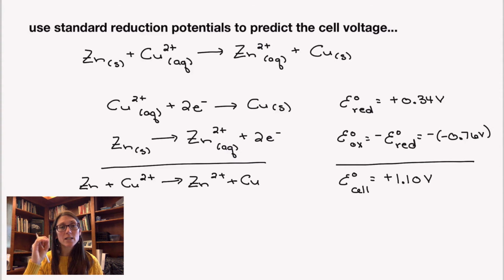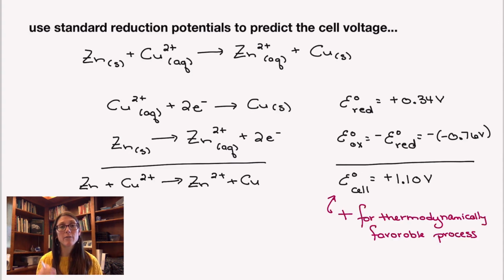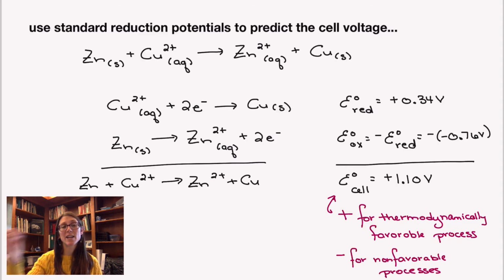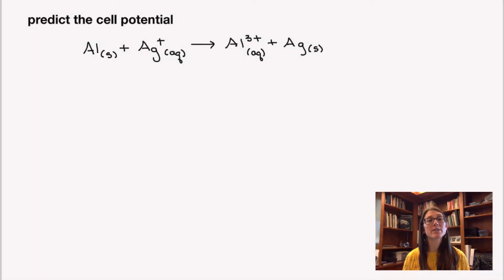For any spontaneous or thermodynamically favorable process, your cell potential will be positive. If you calculate a negative value, then this is not spontaneous. It would be spontaneous in the reverse reaction. So the reverse process would be thermodynamically favorable. Let's take a look at one more example because I have one more important point to make.